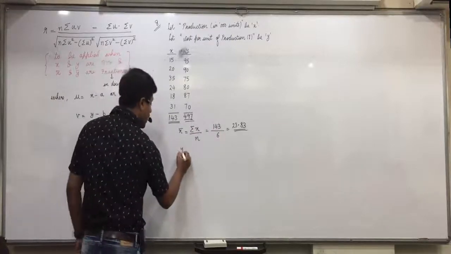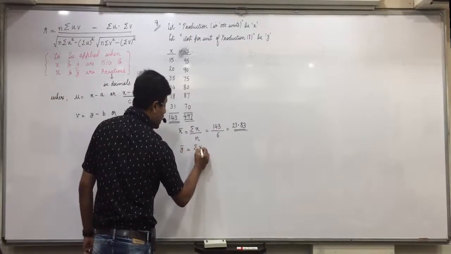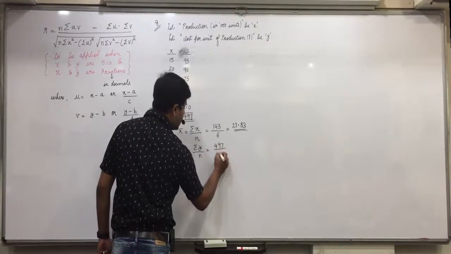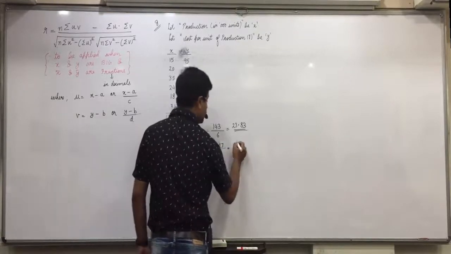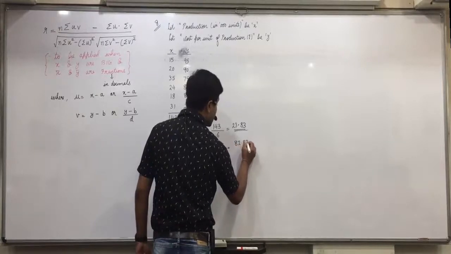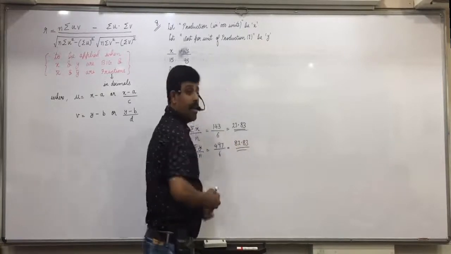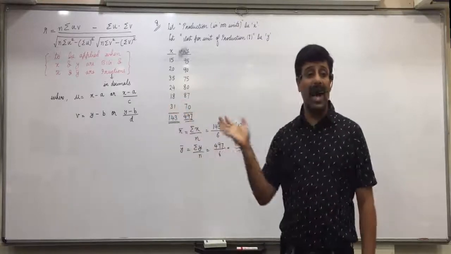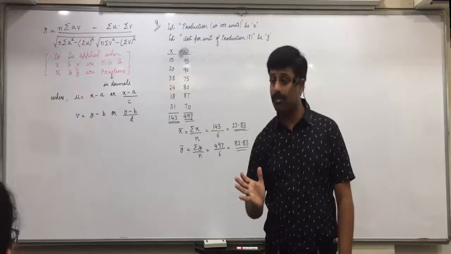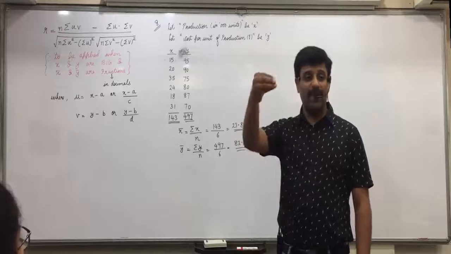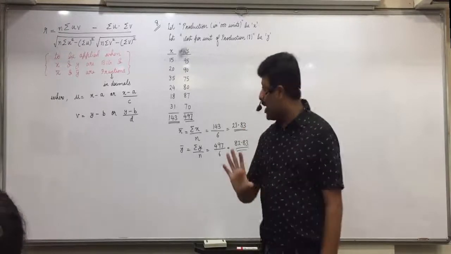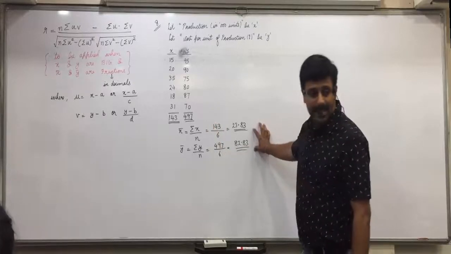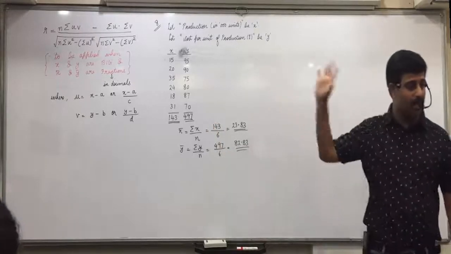And Y bar is sigma Y upon N, 497 divided by 6, which is 82.83. This is also in fractions. Even if any one comes in fractions, you have to use this. You cannot use half the fifth formula and half the sixth. The numerator of the fifth formula and the denominator of the sixth is not allowed. So either you have to use the fifth formula or the sixth. Even if any one is in decimals, you will use the fifth formula only.